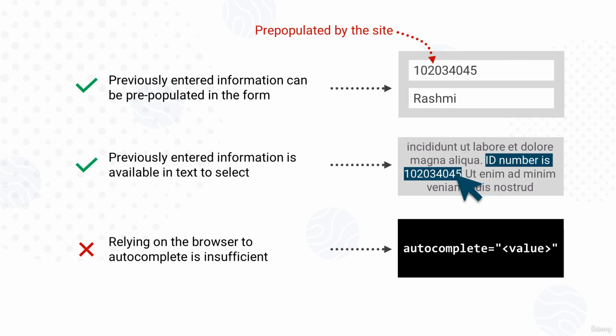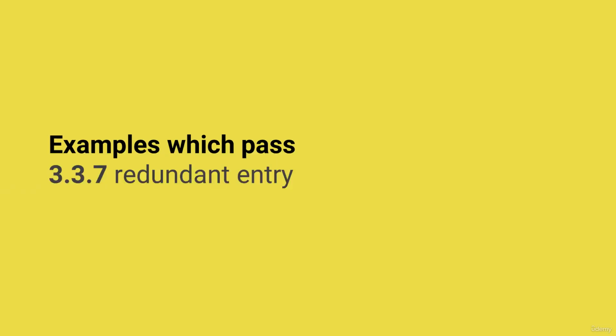The exceptions to this criterion are where it's essential the user re-enters the information. This could be entering a new password twice to verify that they're the same, or where the previous information is no longer valid. What does passing the success criterion look like?